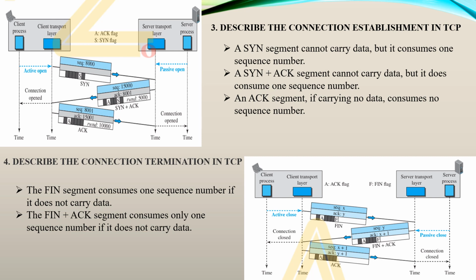And here you have 2 steps, that is acknowledgement with termination, because this acknowledgement comes as data transfer will already have taken place. So here the FIN, that is the termination segment, will consume one sequence number if it is not carrying any data, and termination plus acknowledgement consumes another one sequence number if it is not carrying any data. So this is the flow diagram for the connection termination in TCP.